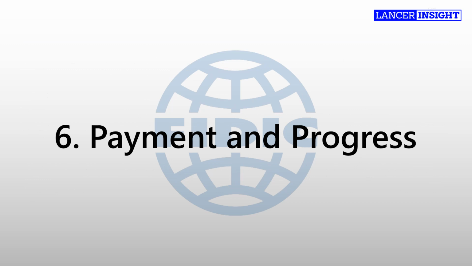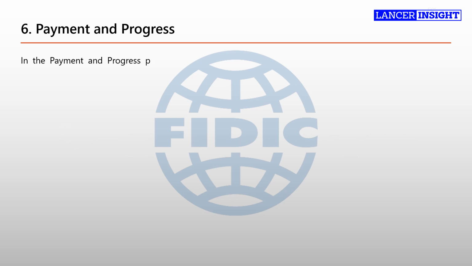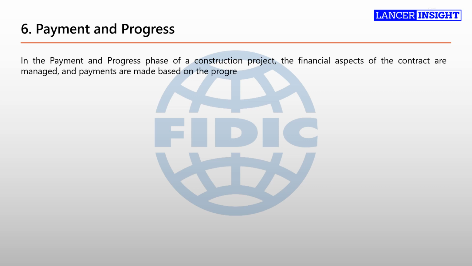We will now discuss the payment and progress phase. In the payment and progress phase of a construction project, the financial aspects of the contract are managed, and payments are made based on the progress of the works. Here is an explanation of each activity.